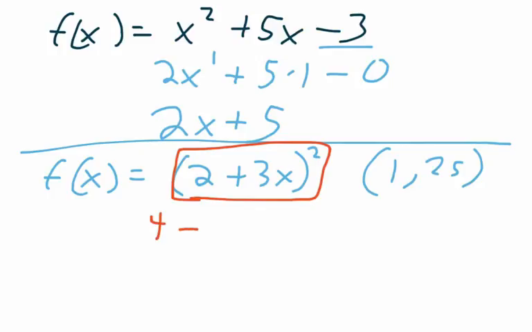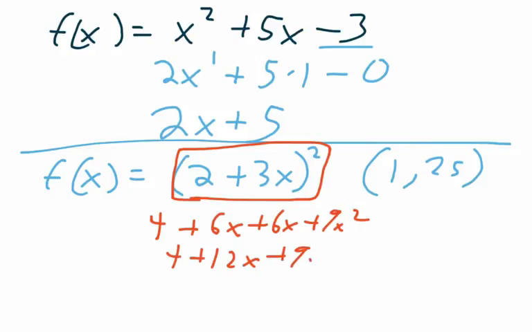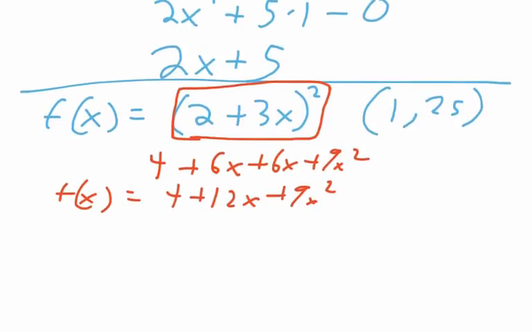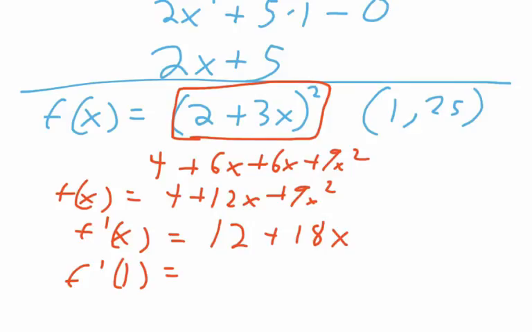So we got 4 plus 6x plus 6x plus 9x squared, and so I got 4 plus 12x plus 9x squared. And that's before I take the derivative. So the derivative is 12 plus 9 times 2 is 18. 2 minus 1 is x. So when I put in 1, I got 12 plus 18 times 1, which is 30.